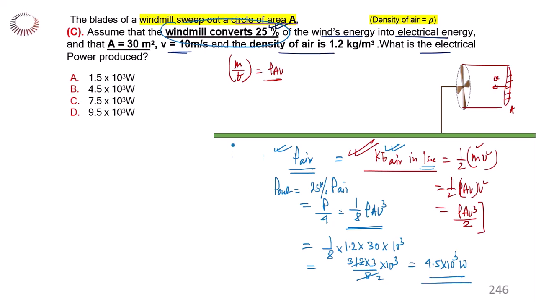So this is the amount of power in the form of electrical energy being produced by this windmill because of the energy conversion. So how much amount of energy is being converted? Only 25%. Rest of the 75% is basically lost. Okay. So your answer is option number B then.